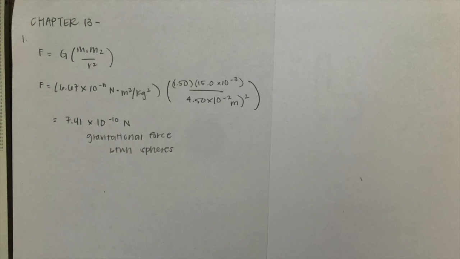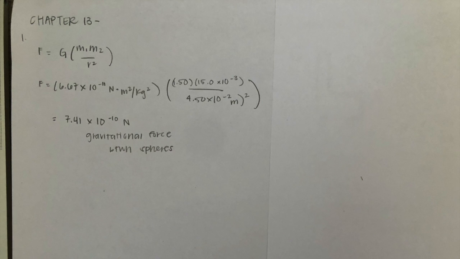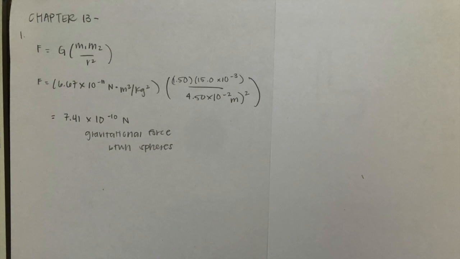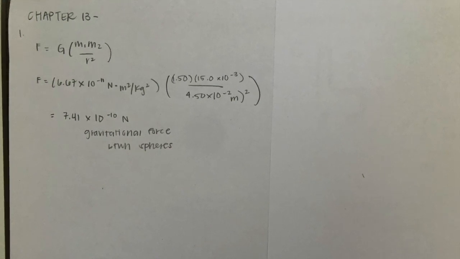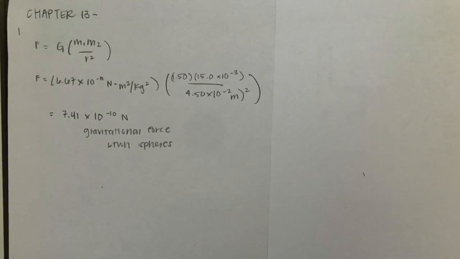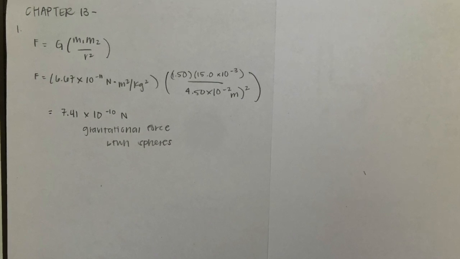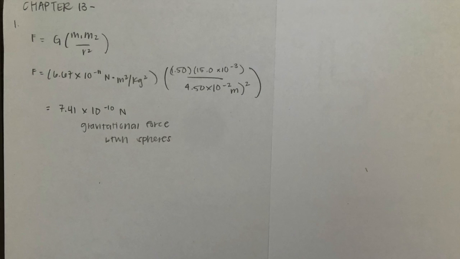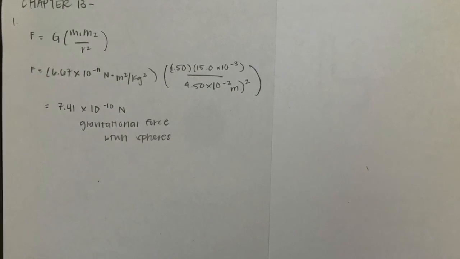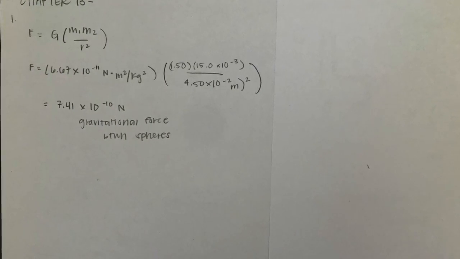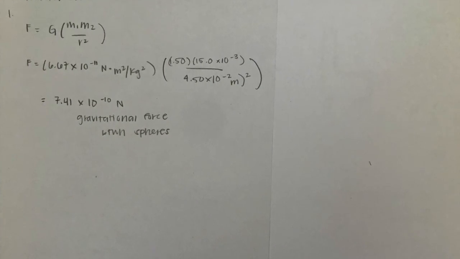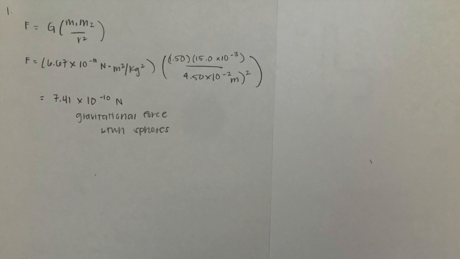Alright, so for chapter 13, question 1, it asks to calculate the gravitational force between two spheres, treating each as a particle located at the sphere's center. So to solve this problem, we're going to be using Newton's law of universal gravitation. The equation is F equals G, which is the universal gravitational constant, times m1 times m2 over radius squared.